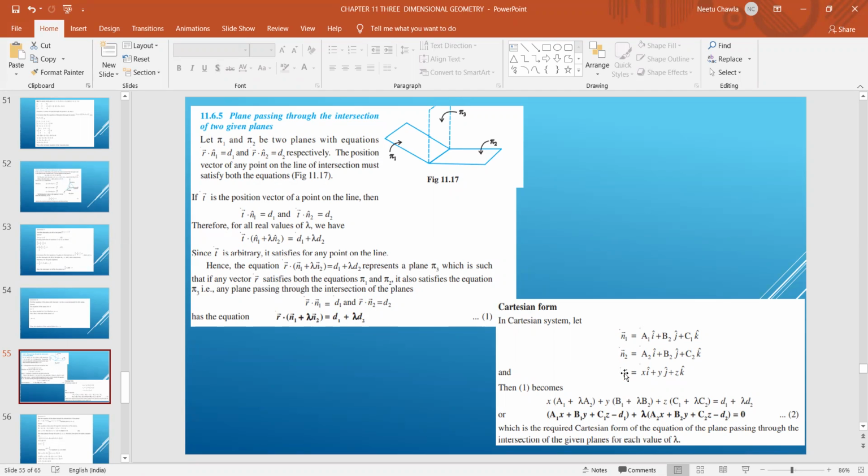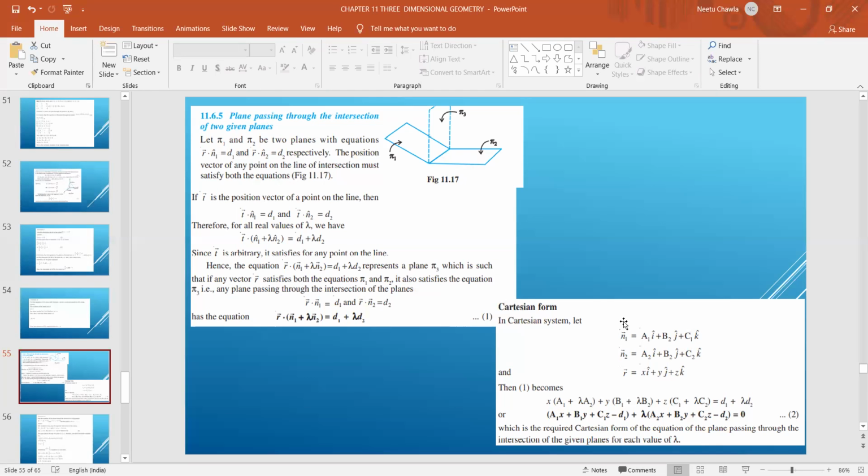Similarly, putting it in the Cartesian form, all the values if we put it here, n1 vector is a1i plus b1j plus c1k. Those who were not present yesterday, they may not be knowing how we are describing this n1, n2. n2 vector is equal to a2i plus b2j plus c2k, and r vector is xi plus yj plus zk.